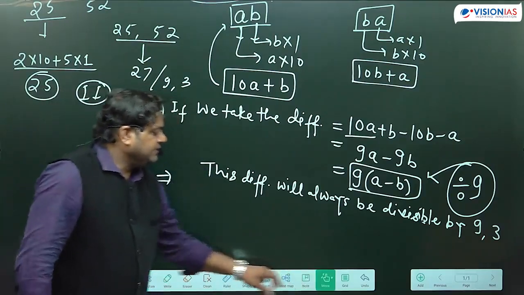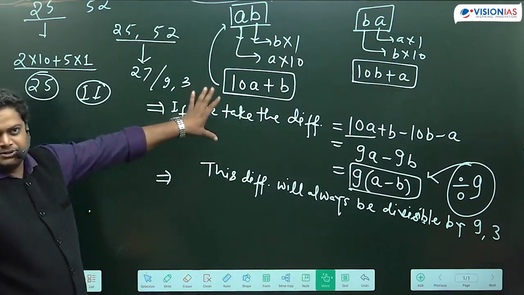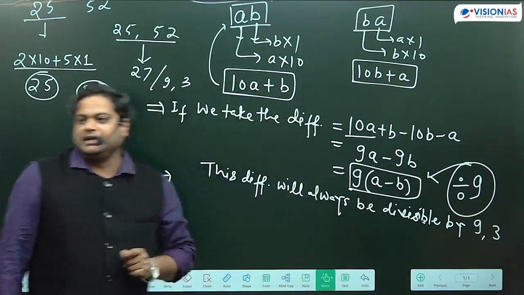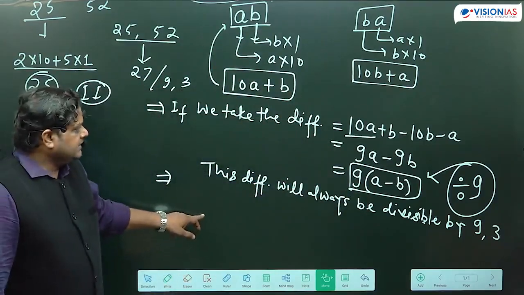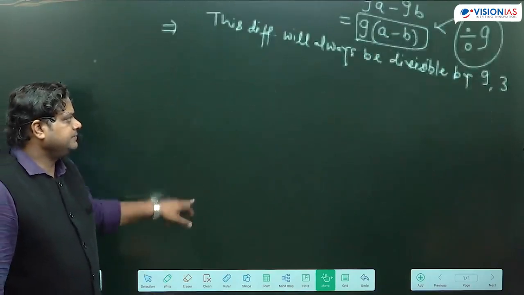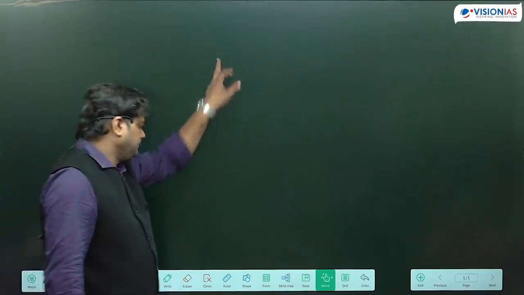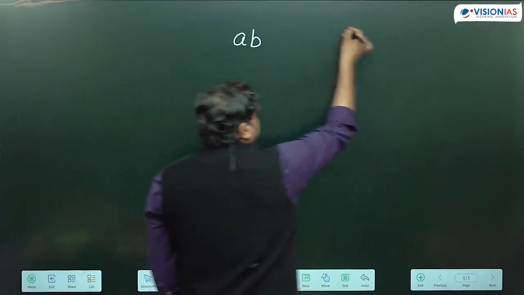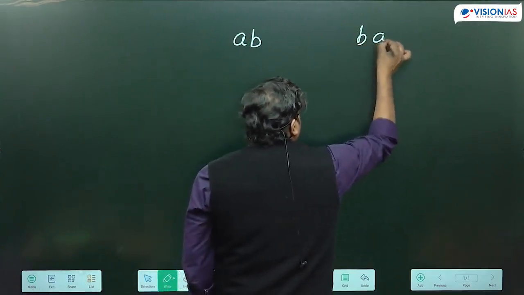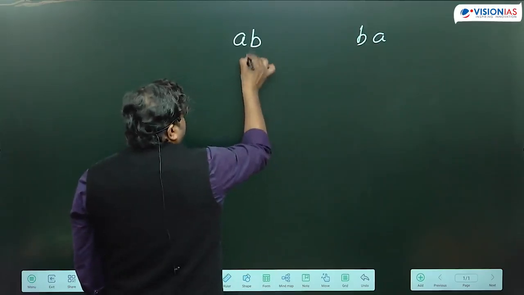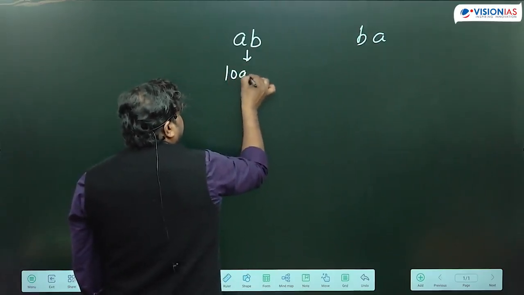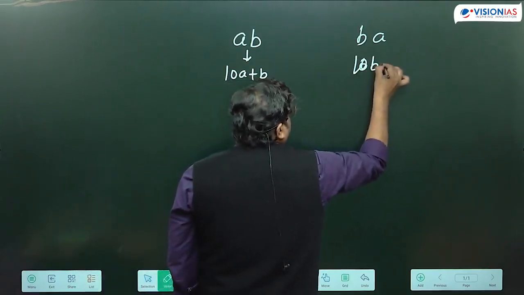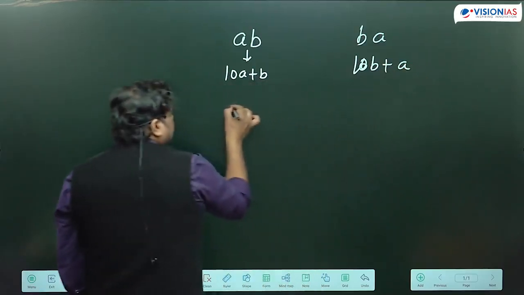Then the second case we can have for two-digit number. This is the first observation, कि the difference will always be divisible by 9 and 3. If we take the second observation for two-digit numbers, we are reversing the digits. Place values 10A plus B, 10B plus A.